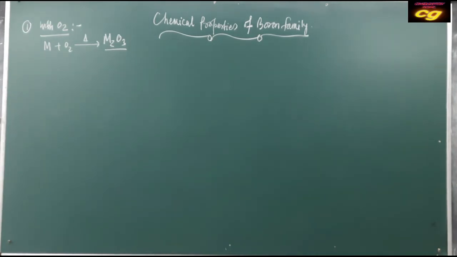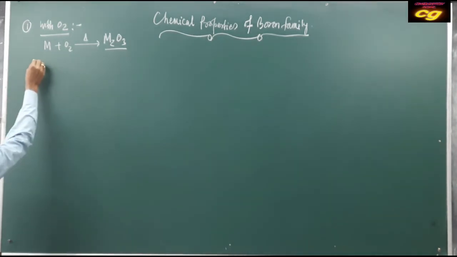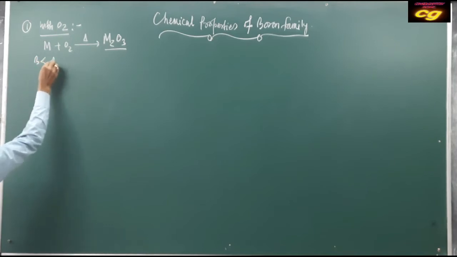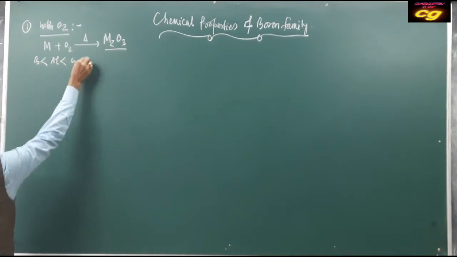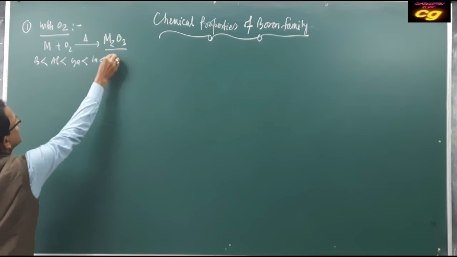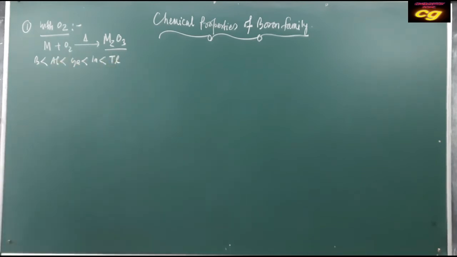And the reactivity order is boron less than aluminum, less than gallium, less than indium, less than thallium. That is the increasing order of reactivity, due to low ionization energy, large size, and many factors. That's why the reactivity increases.